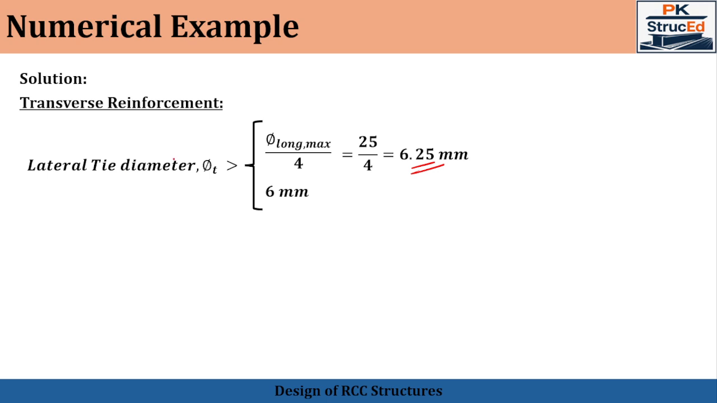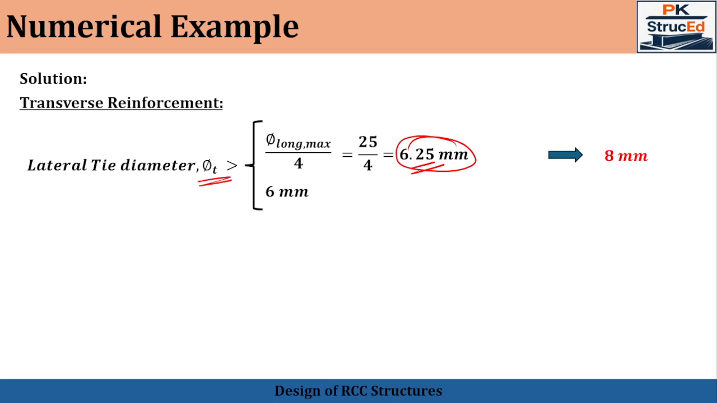So we are supposed to provide a lateral tie diameter greater than the maximum of these two. Here the maximum is 6.25. So we need to provide greater than this 6.25, and we don't have a 7 mm bar in practice. Therefore, we are providing 8 mm dia lateral ties as the transverse reinforcement.